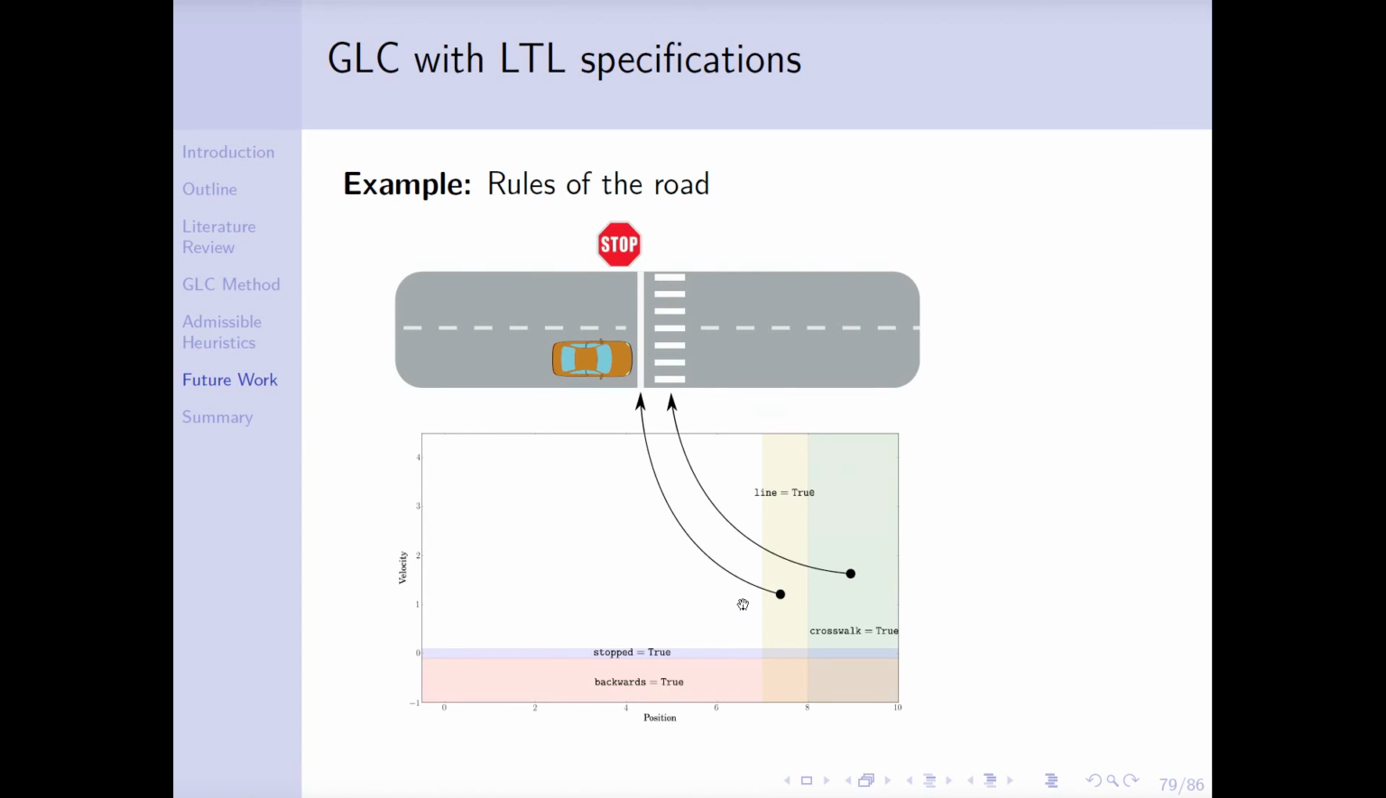Just to illustrate this, here I'm showing a 2D state space for the vehicle. The horizontal axis is the vehicle position in the lane along the road, and the vertical axis is the vehicle speed. The red band shows states where the velocity is negative, so the vehicle would be moving backwards, which we don't want. So backwards would evaluate to true. The purple band is an artificially thickened region where the velocity is 0, so stopped equals true. The yellow band is where we define the vehicle to be more or less in front of the white line. And the green band is where we would define the vehicle to be in the crosswalk.